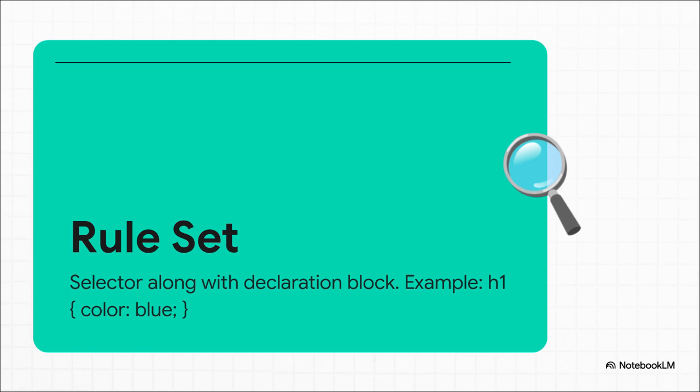Finally, we bring the whole shebang together into a rule set. This combines the selector we just talked about with a declaration block. Now, the curly braces are absolutely key here. H1 is our selector, and inside those curly braces, we drop our declaration, color: blue. This entire line, that is one complete rule set. It officially translates to, hey browser, find all the main headings on this page and paint their text blue.